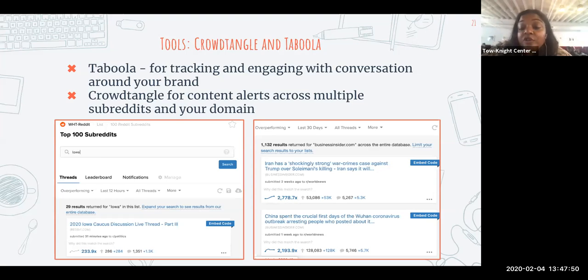Could be really helpful. And a lot of Taboola's, I guess, side tools are actually free to newsrooms, but a lot of newsrooms don't know about them because they try and keep them separate from the paid traffic acquisition efforts.